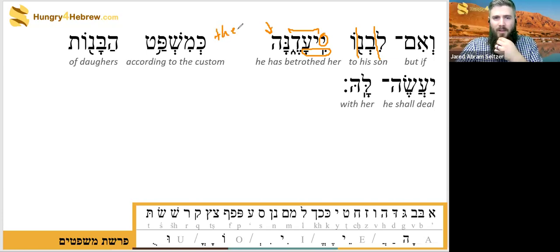then the 'then' is implied here. Then kamishpat habanot, according to the custom, tradition, decisions, judgments, the way, according to the custom of the daughters, like the other daughters, ya'aseh lah, he shall do or deal with her. So if she's going to be given as a wife to the son, then she's not going to be treated like a maidservant. She's going to be treated like all the other ladies. She's going to be a wife.